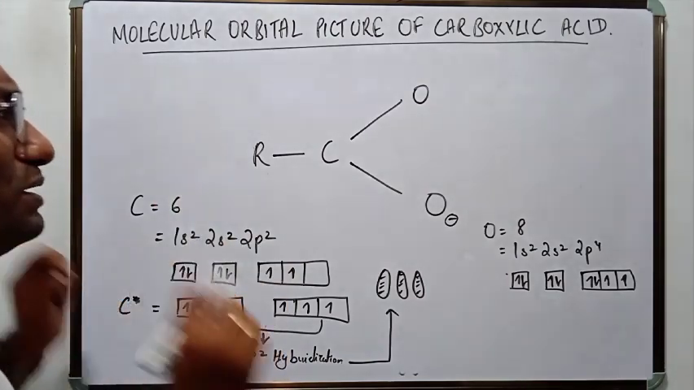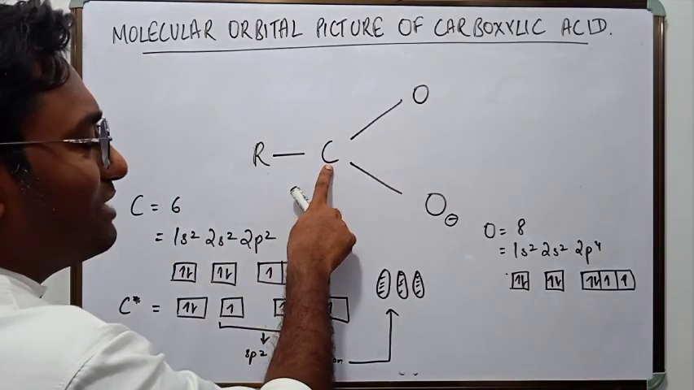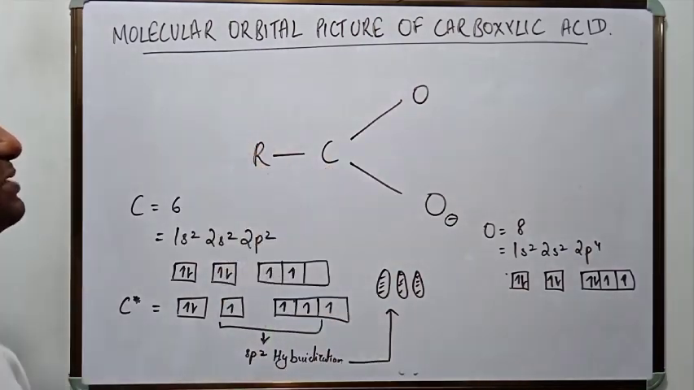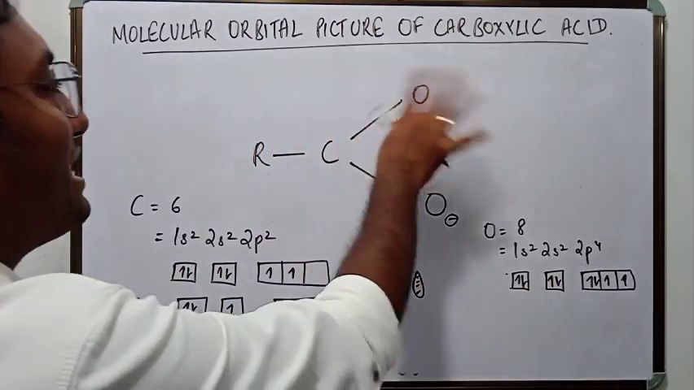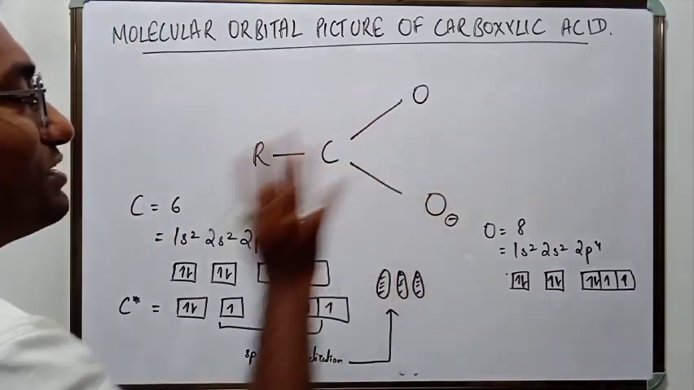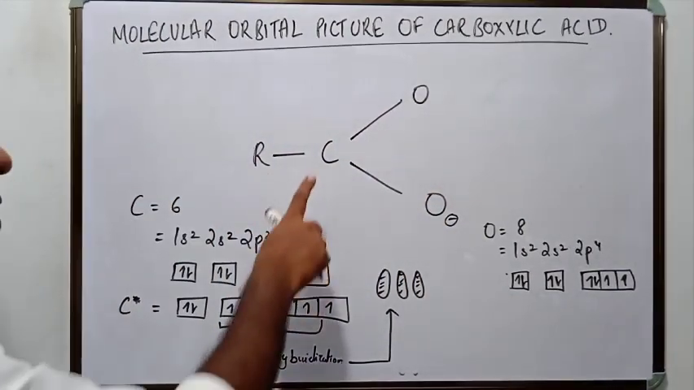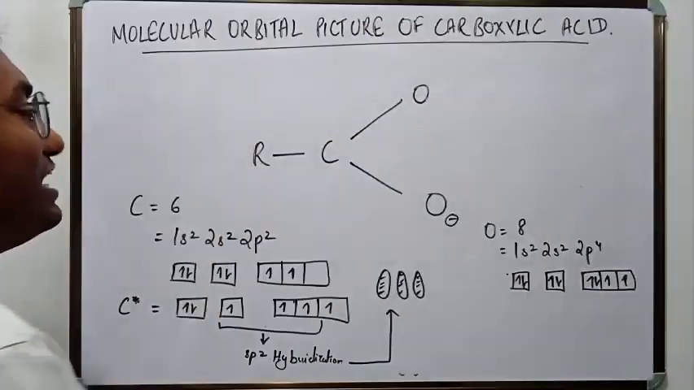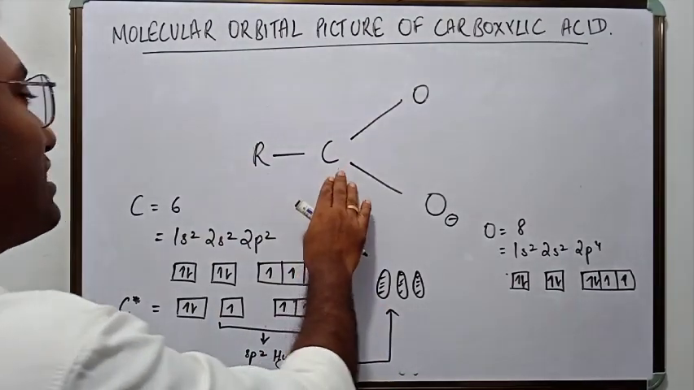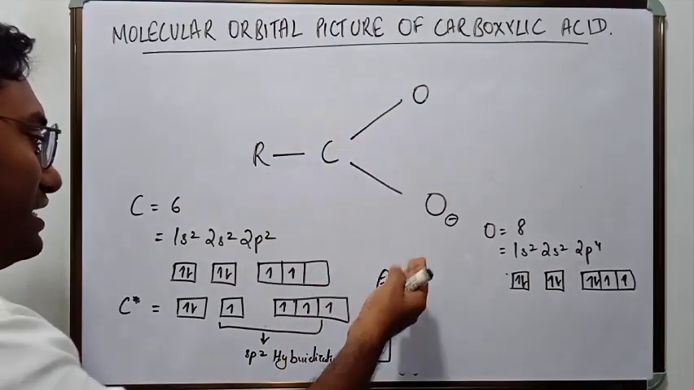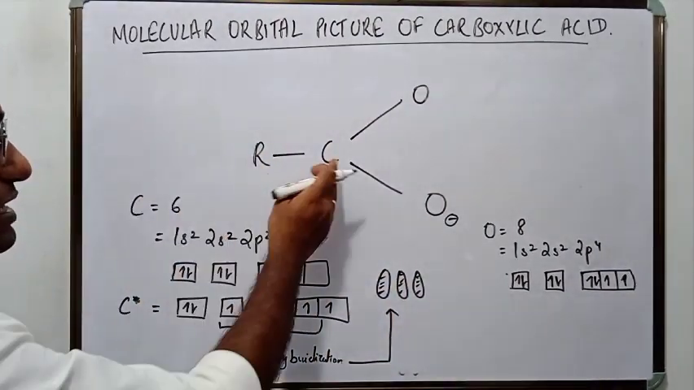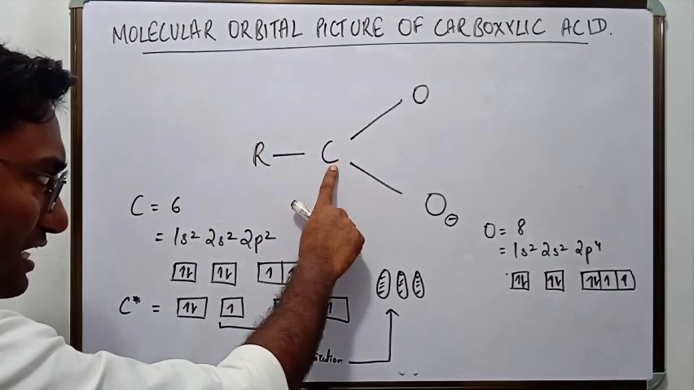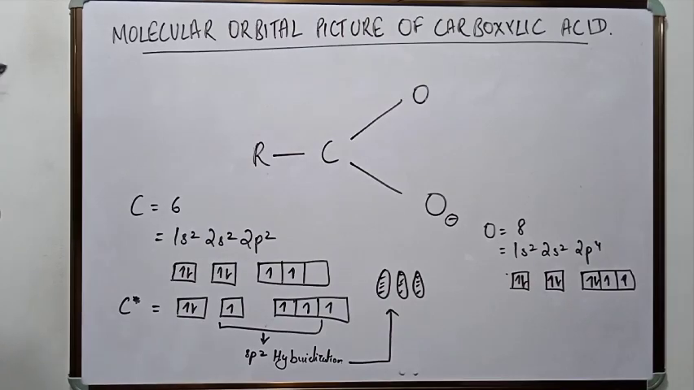Such a structure is only possible if this carbon atom is sp2 hybridized. Otherwise, this trigonal planar structure won't exist. Only if this carbon is sp2 hybridized will this trigonal planar structure exist. Now we will come to this later. First, let us understand sp2 hybridization. What is sp2 hybridization?